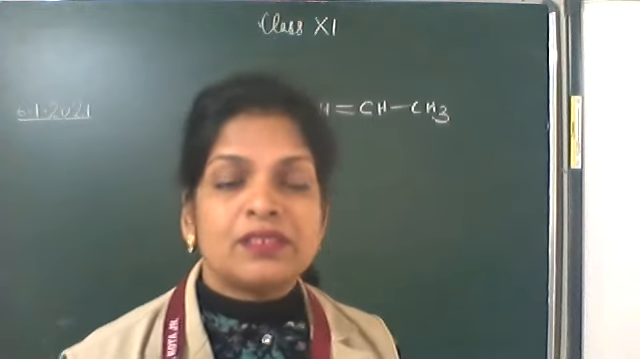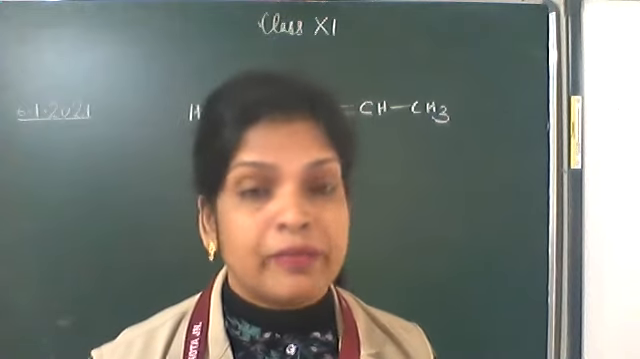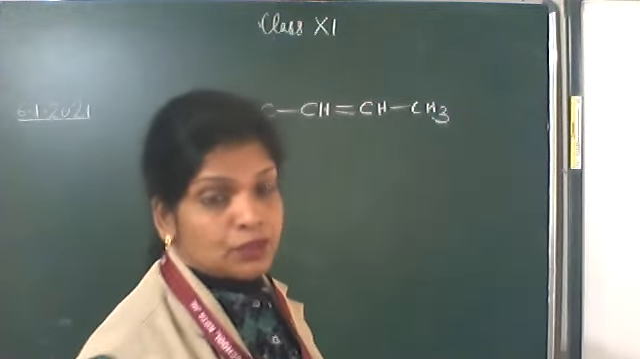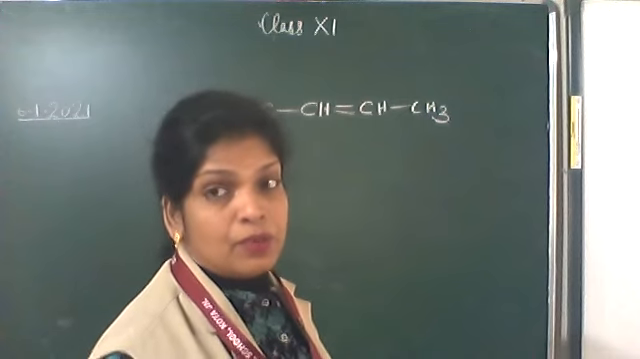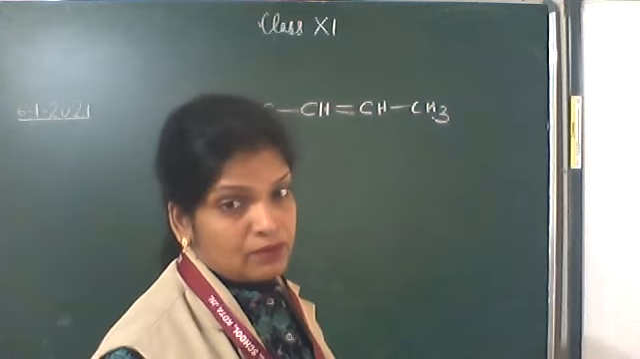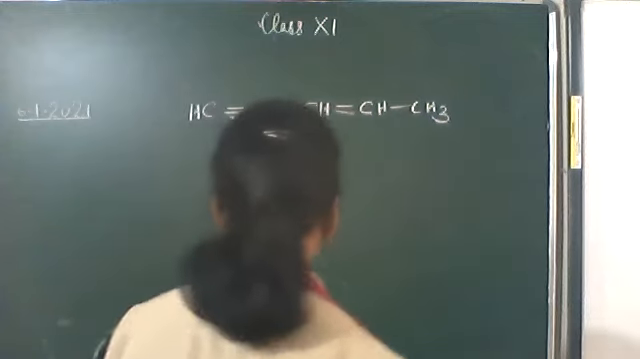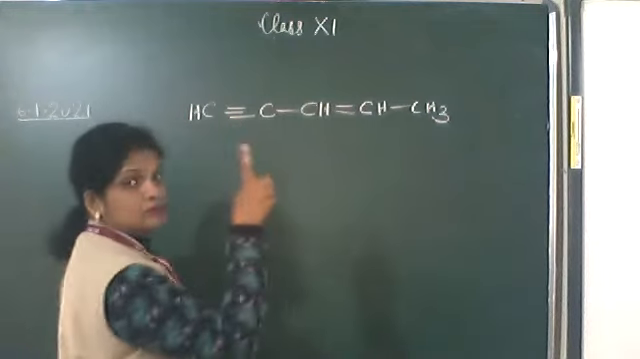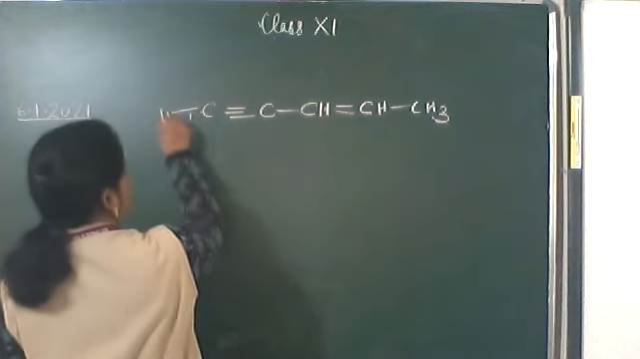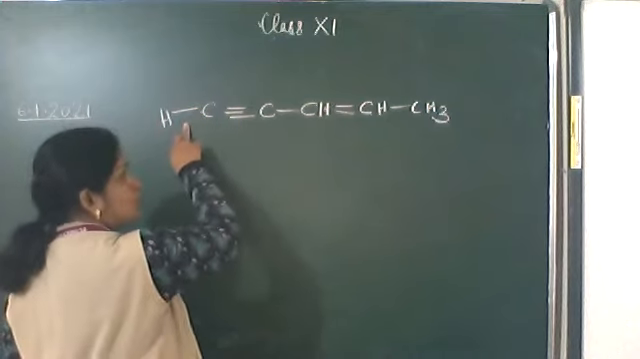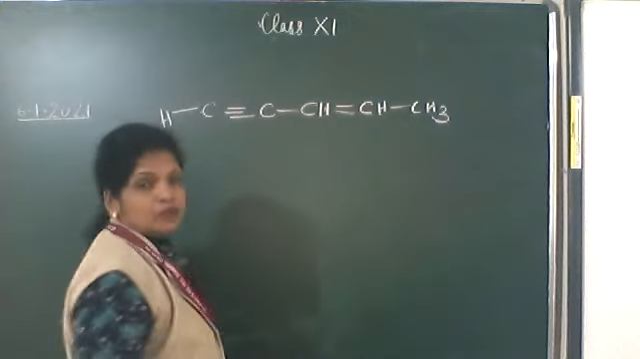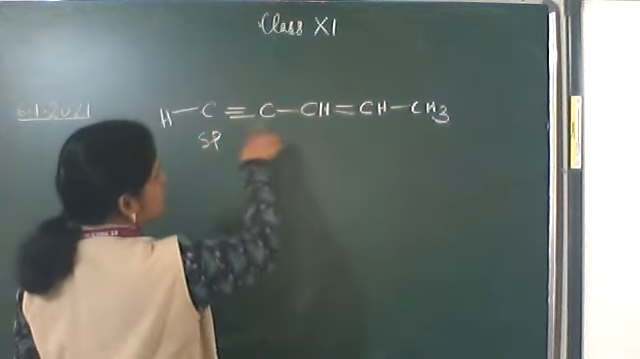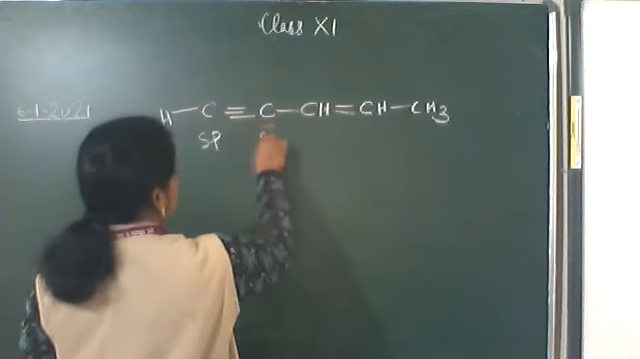Now, if the carbon is touching only single bonds, then hybridization is sp3. If a carbon is touching a double bond, then sp2. If a carbon is touching a triple bond, then sp. So, predict the hybridization. This carbon is touching a triple bond. Of course, it is touching a single bond also, but you have to see the higher number. If the carbon is touching a triple bond, then it is sp. This carbon is also touching a triple bond, that is sp.